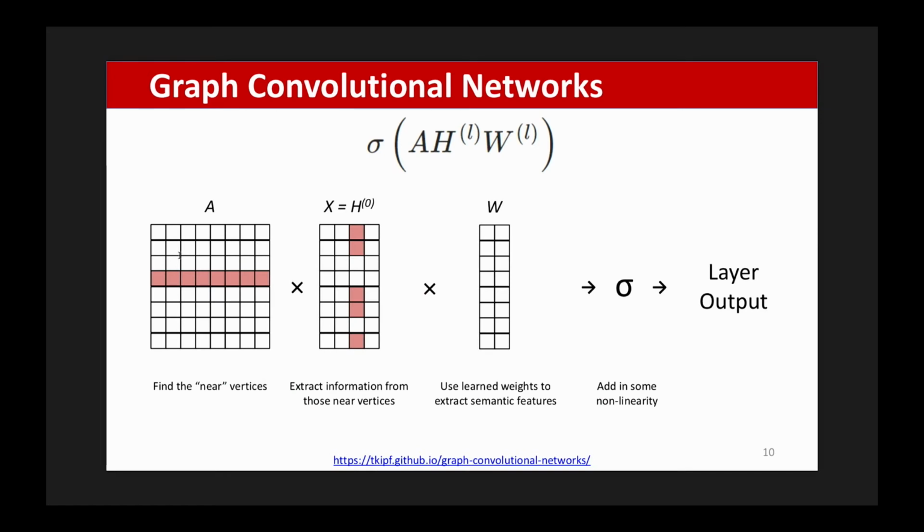And then you just do the same thing you would in any fully connected network. You apply your weights to that output. You apply some nonlinearity so that your model does something useful. And then you get some layer output, and you feed that onward to later layers.